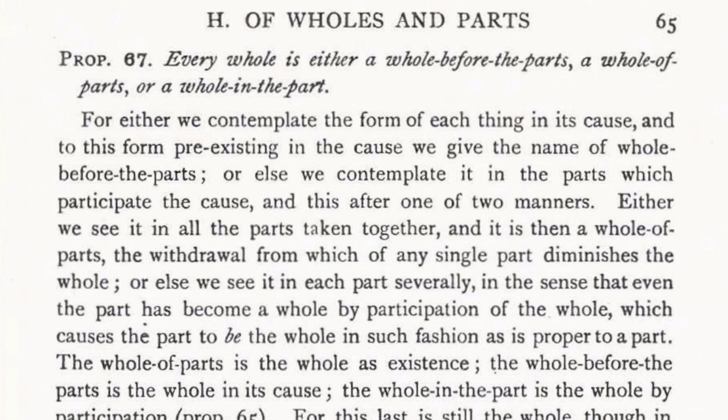So if you keep that triad in mind as we read through this, I think that would be helpful. Okay, so for either we contemplate the form of each thing in its cause, and to this form pre-existing in the cause we give the name of whole before the parts, or else we contemplate it in the parts which participate the cause, and this after one of two manners.